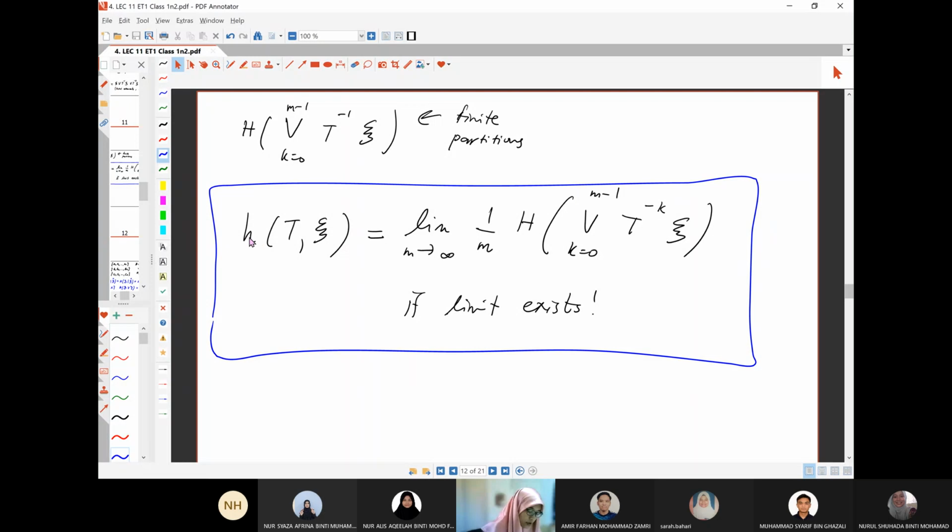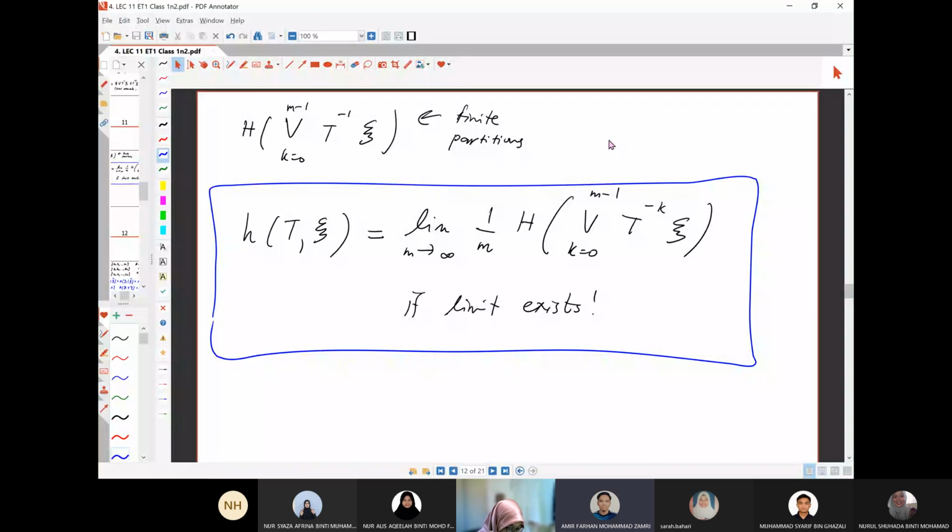For small h, you have to use this limit. For big H, you have to use the formula for the entropy. Okay, any questions so far? No questions. For small h, it is used for the partition only.